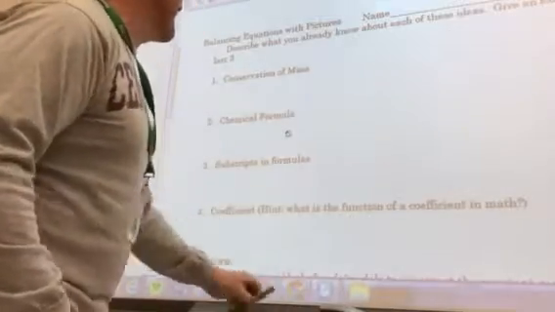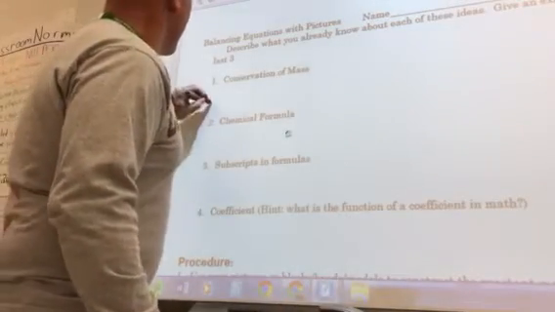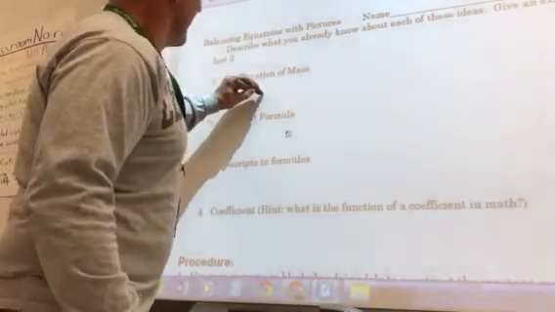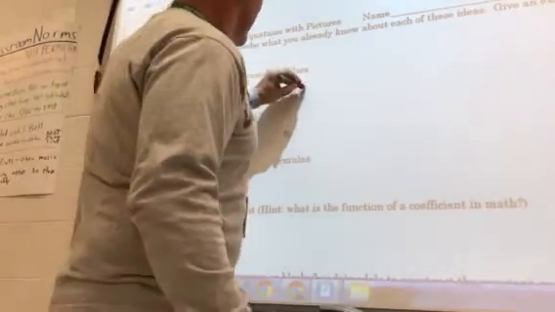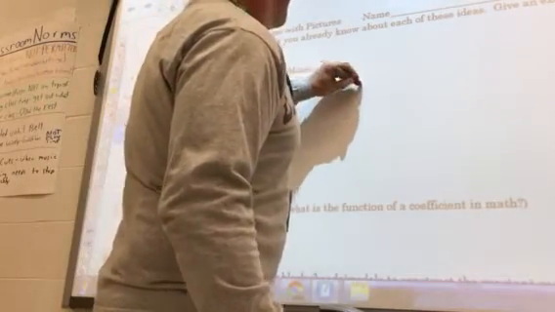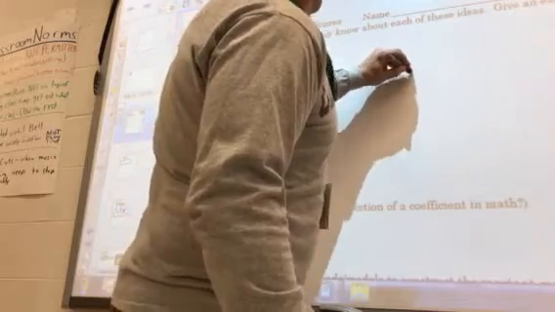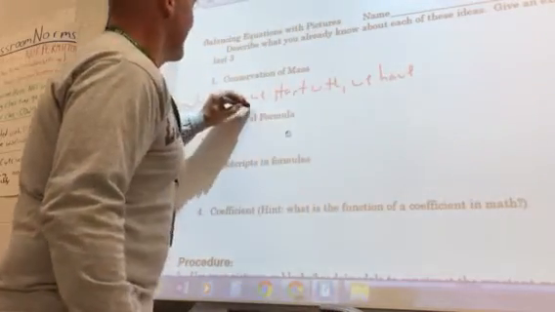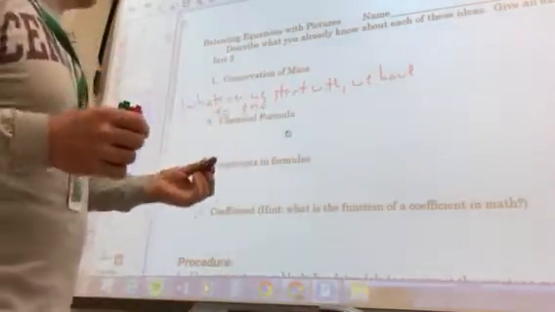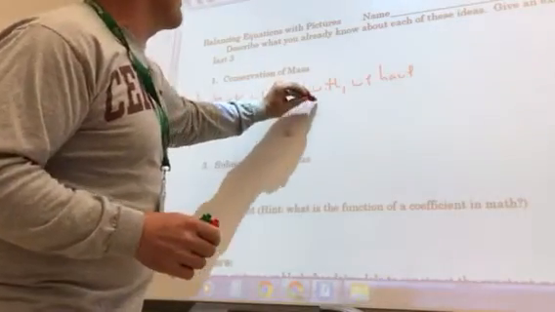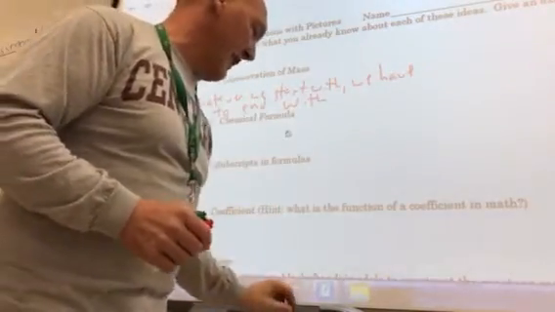Conservation of mass is just this idea of whatever we start with, we have to end with. Nothing can just appear or disappear. So all of the same number of particles we start with, we have to end with.